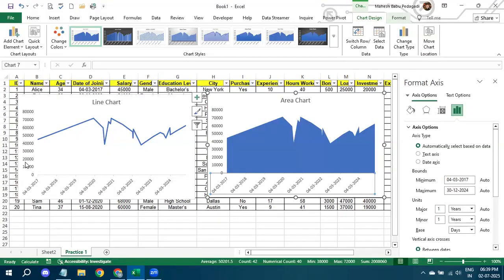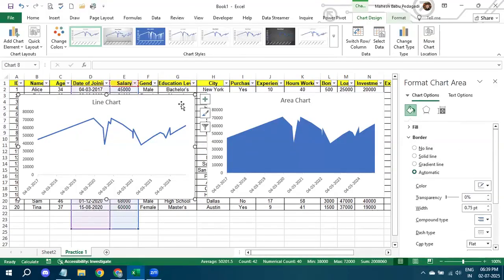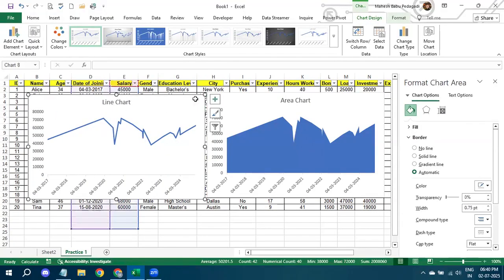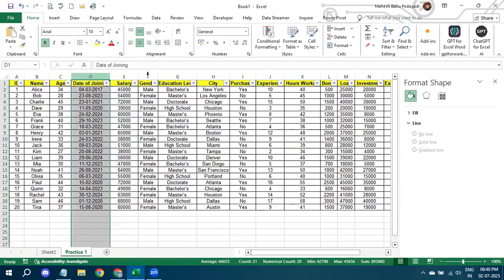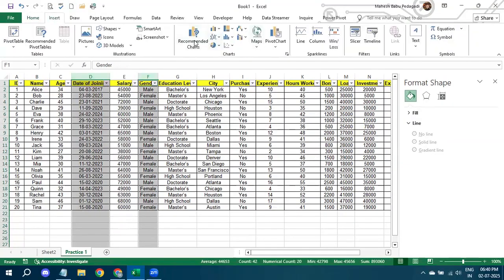Clear? Can I have a response? Yes, sir. Sir, you might ask, what if the x-axis is a time column and the y-axis is a categorical column? Can you show that? Sure. I have to show the positive and negative case. Date of joining, gender. I'll go to insert, line chart, I will insert.